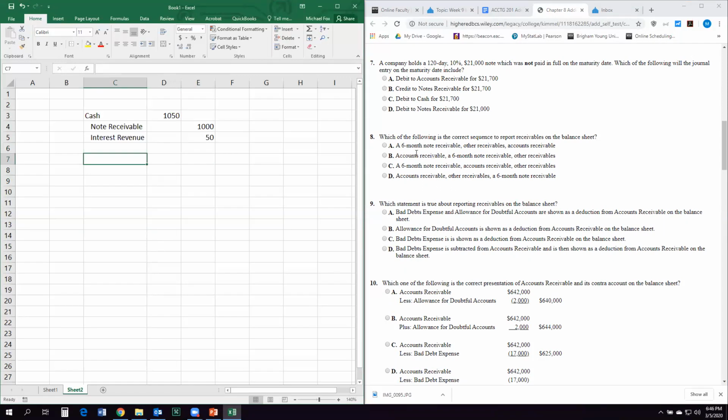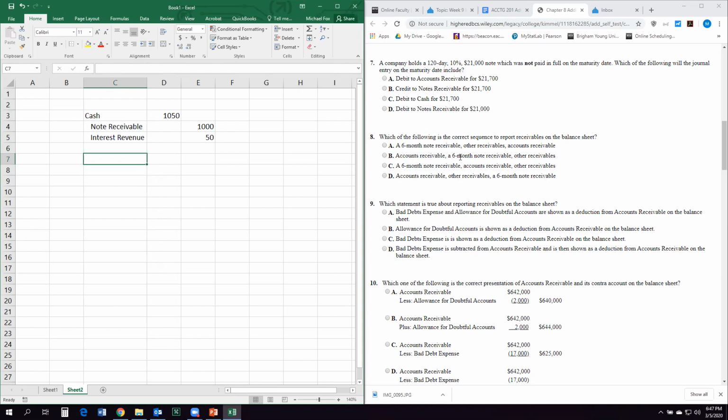So the three things they're giving us are a 6-month note receivable, which is a current asset, right? It's less than a year. Other receivables, which leaves us knowing very little about them, and then accounts receivable. Typically, cash is first, and then accounts receivable is always second. So the first thing I would do is look at the two that have accounts receivable first. The other two are out.